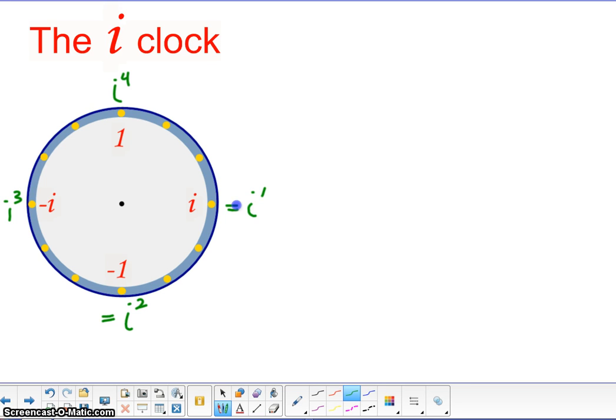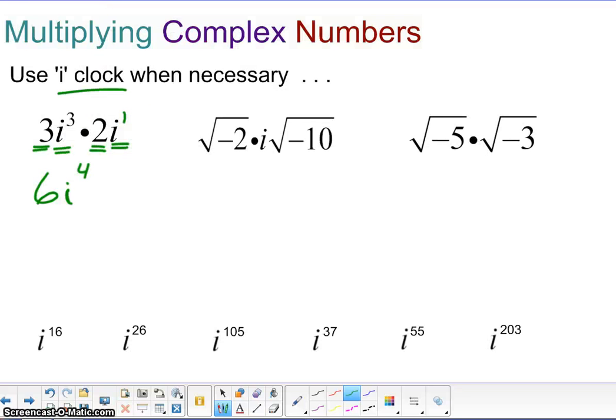The reason those 4 need to be memorized is because any power of i is going to be one of the 4. So that's why it's very important to memorize. Why the clock is important is because, for the first example we had, i to the 4th simplifies to 1, so we can simplify this even farther than it was before. We'll go back to the i clock every once in a while, and I'll show you where you're going to need it the most.